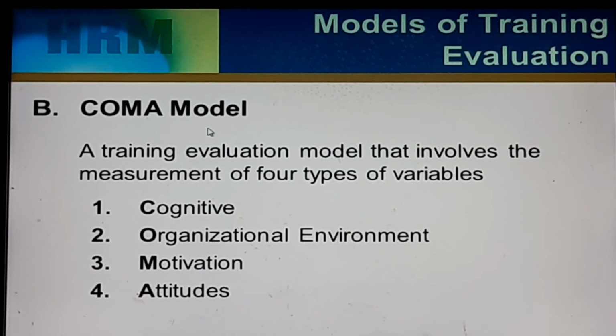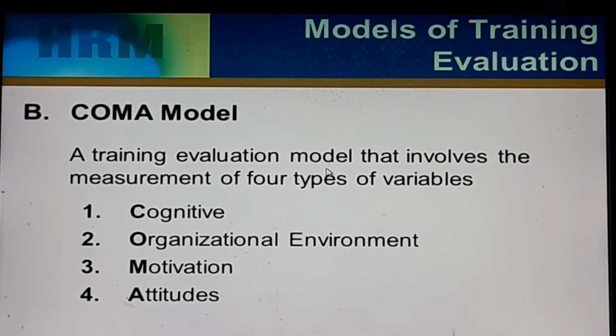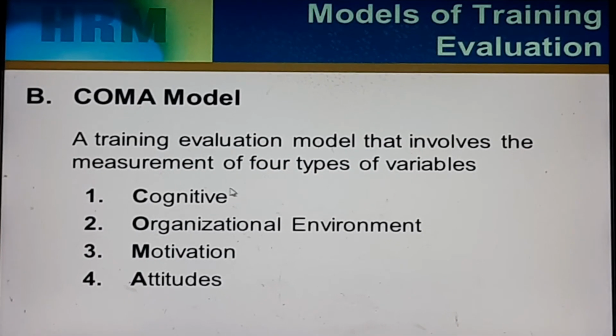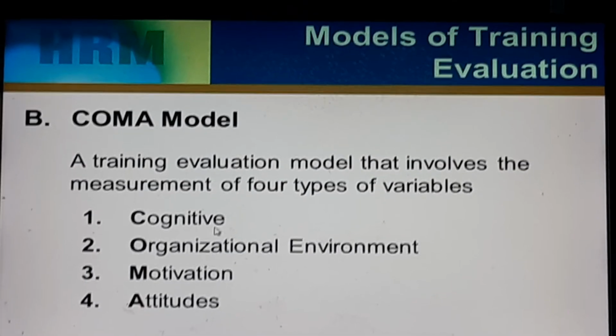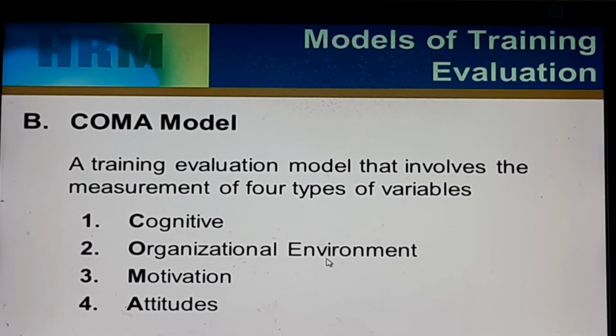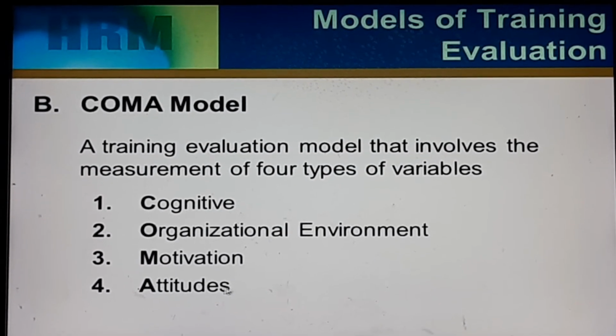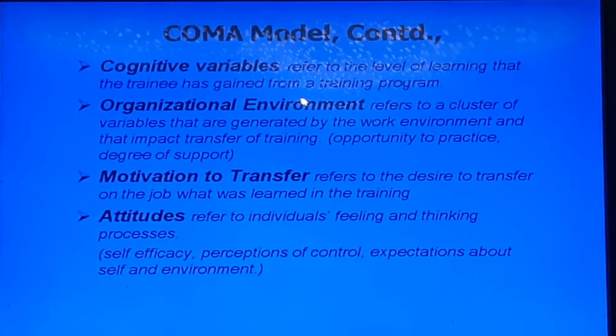Next training model is the COMA model. Now we shall see what is discussed in this model. The COMA model is a training evaluation model that involves the measurement of 4 types of variables, such as cognitive variable, organizational environmental variable, motivational variable, and attitude variable.